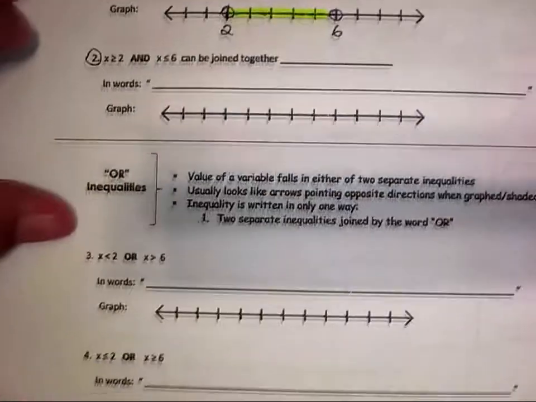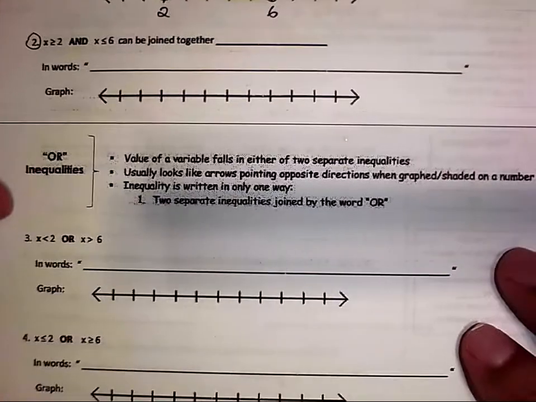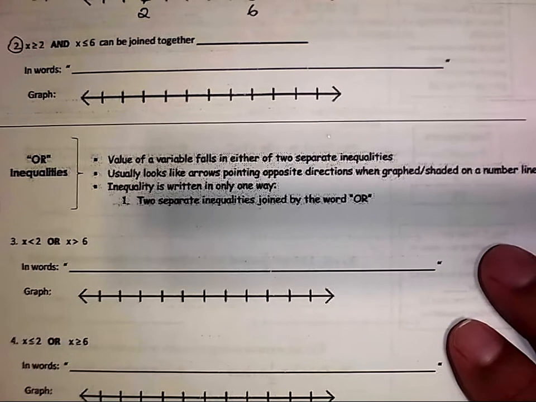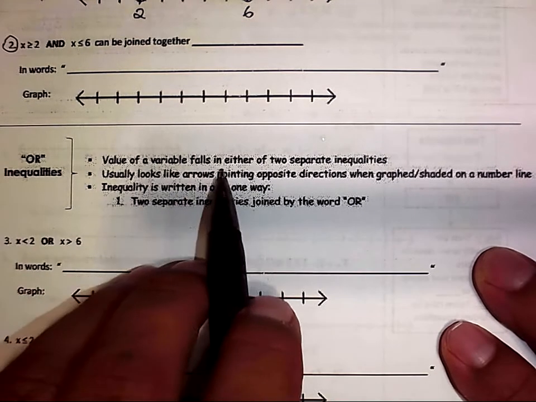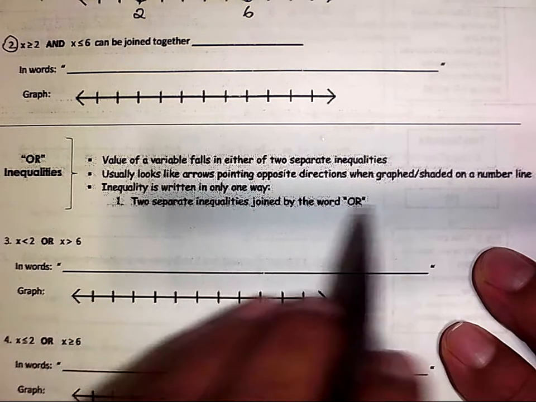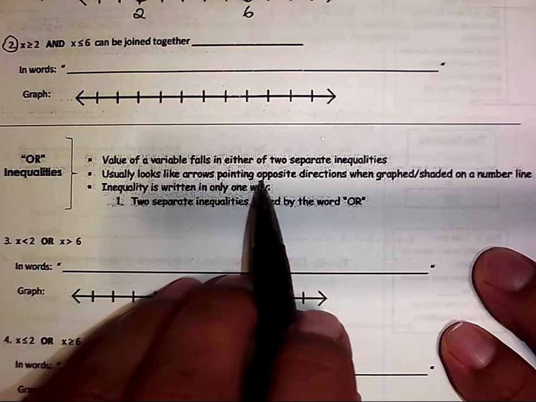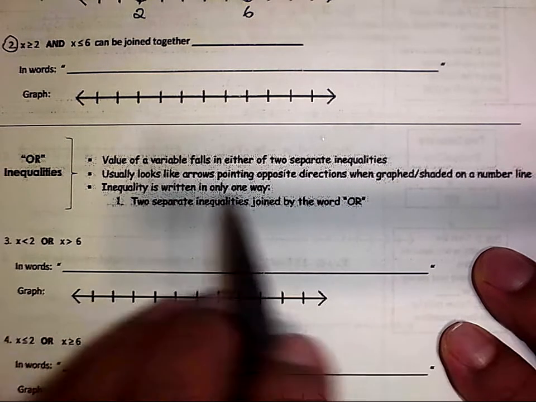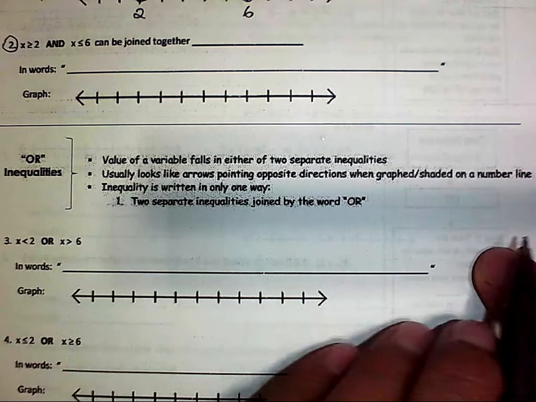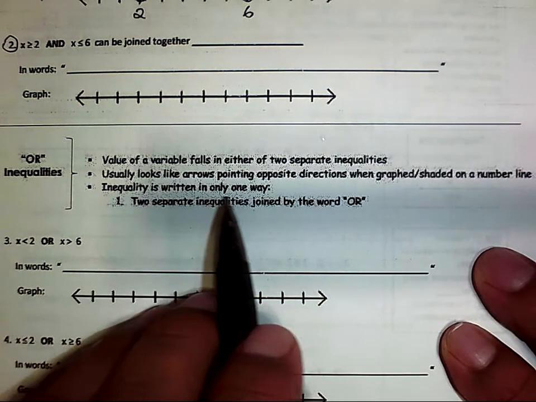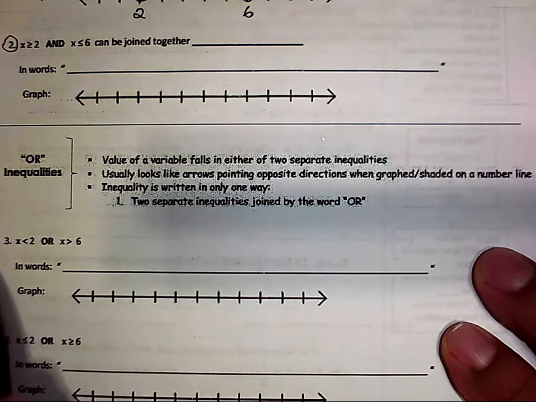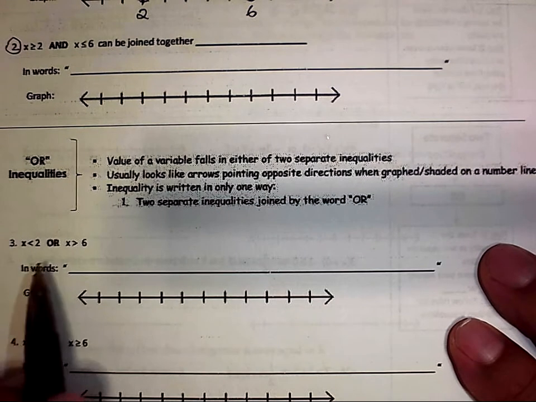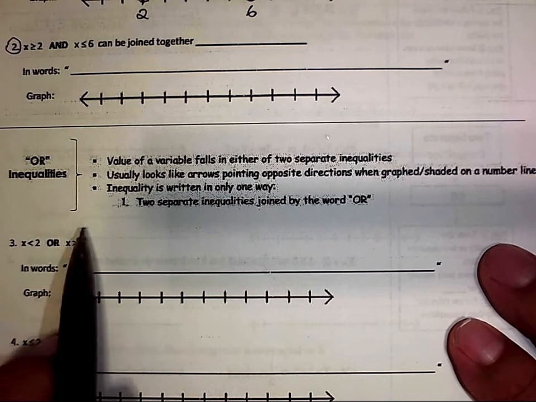We're going to go ahead and move on to "or." Or says the value of a variable falls in either of two separate inequalities. It usually looks like arrows pointing in opposite directions shaded on the number line. When shaded on the graph or number line, the inequality is written in only one way: two separate inequalities joined by the word "or." So here, we don't have to do anything to it. It's already done because this is the only way you can write something like this.